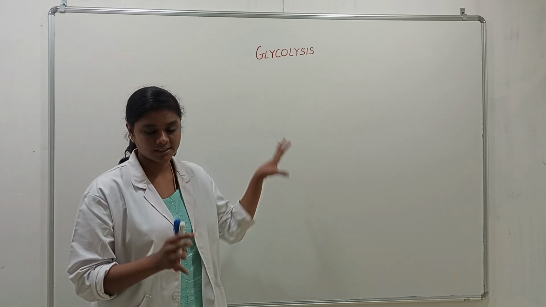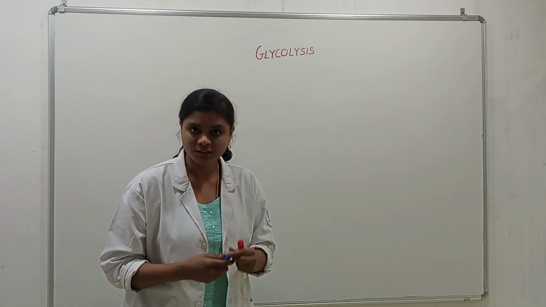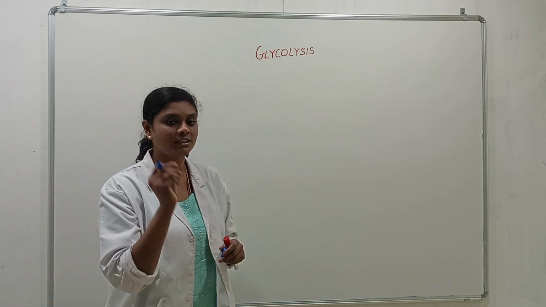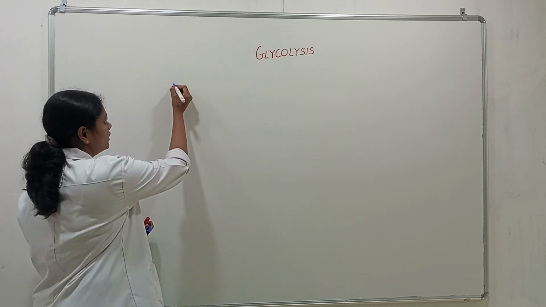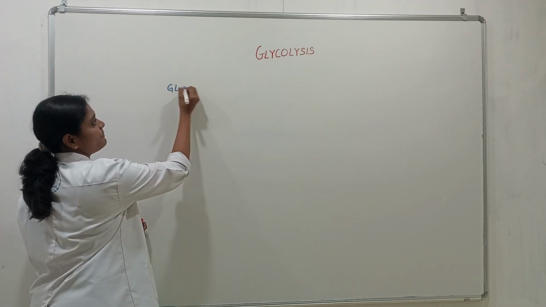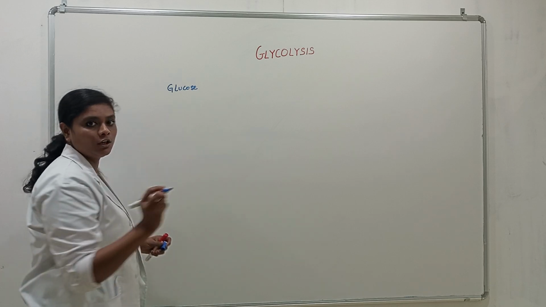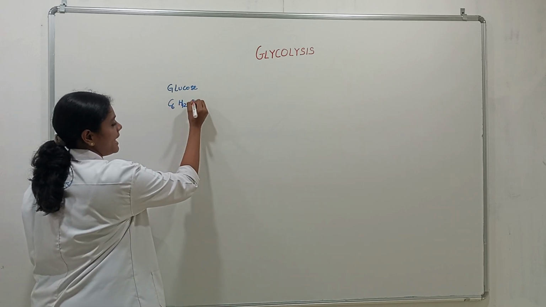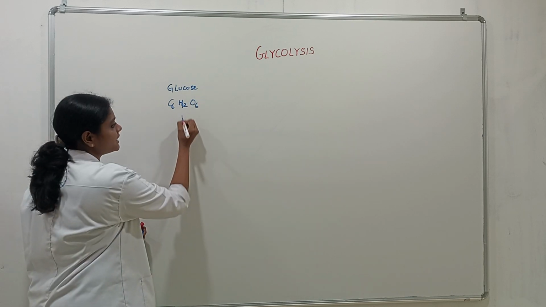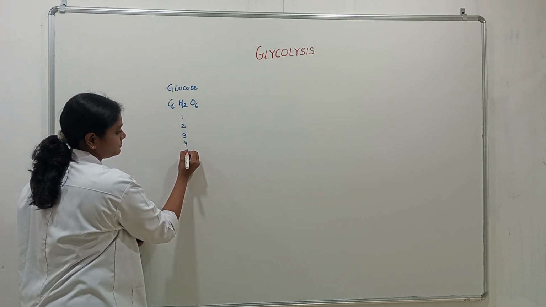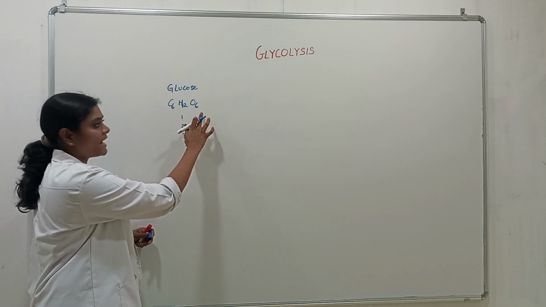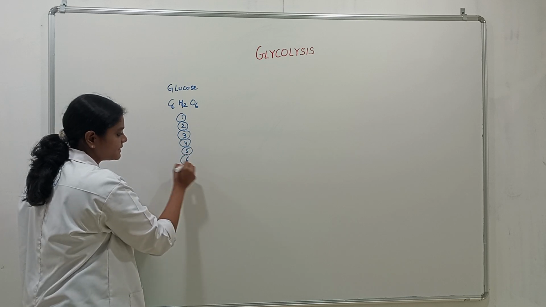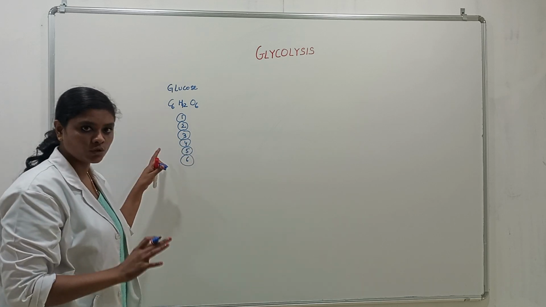Before we go into the further steps of glycolysis, first let us try to understand the basic unit, that is the glucose. First let me tell you the chemical structure of glucose. Glucose is composed of C6, H12 and O6. So there are 6 carbon atoms, 12 hydrogen and 6 oxygen atoms. So 1, 2, 3, 4, 5 and 6. So this is your glucose structure.